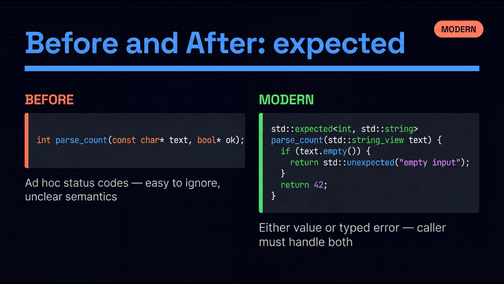If the input is empty, we return std::unexpected with an error message. Otherwise, we return the parsed value. The caller gets either the value or the error and must handle both explicitly. Expected works best when failure is part of normal control flow. Parsing, validation, lookups. It doesn't replace exceptions. It complements them for local error handling.